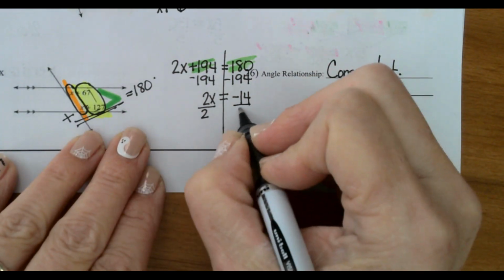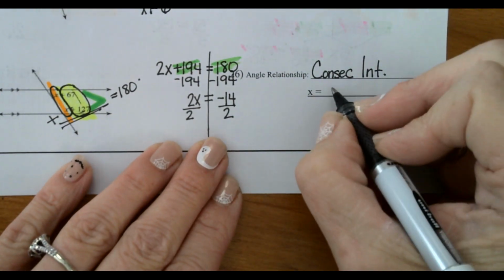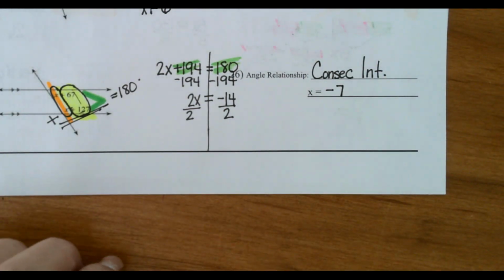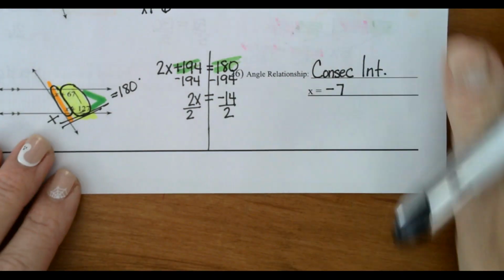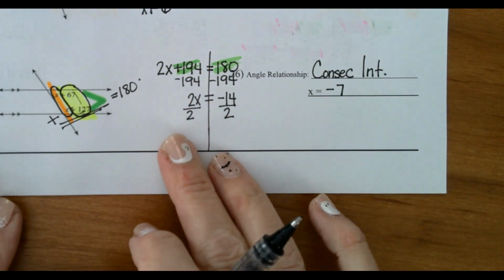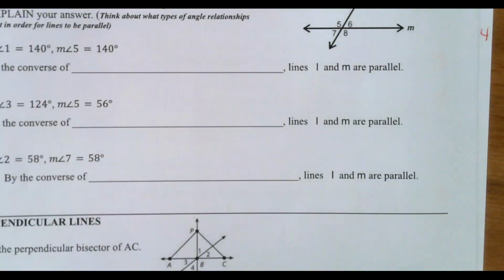So your x would have to be negative. So what do you get? Negative 7. I know that's a little wonky compared to what, because we've been talking about distance a lot. Distance can't be negative. That's not distance. Okay? Let's go on to 27.